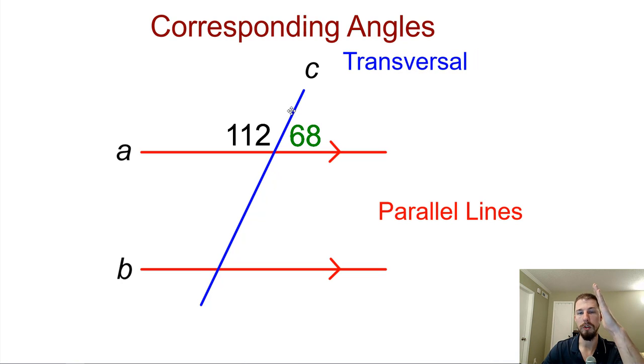And a transversal is just a line that cuts the parallel lines. And if it cuts these parallel lines, the angles that it forms with the parallel line A are going to be exactly the same as the angles that it forms with the line B.